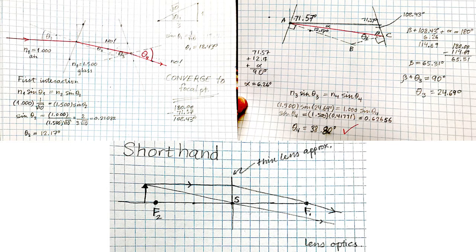Now the hard part is going to be figuring out over here what the angle of incidence is at the second interaction. But we'll get it. Don't worry about that. It's a real dance. So sine theta 2 is just equal to 1.000 in the numerator and 1.500 square roots of 10 in the denominator. That's basically 2 over 3, which is even easier: 2 over 3 square roots of 10.